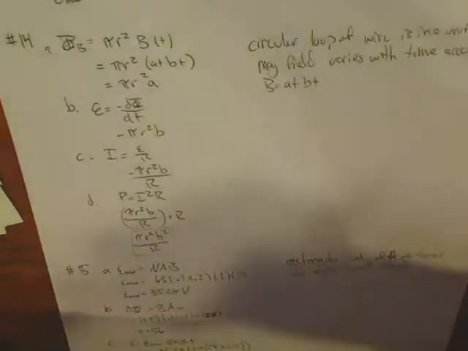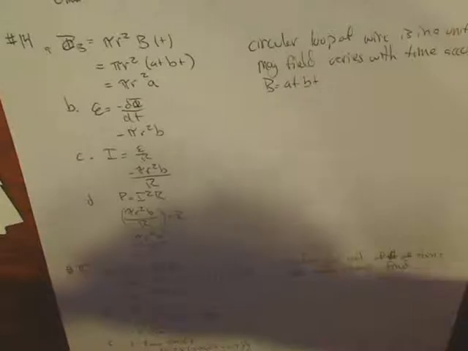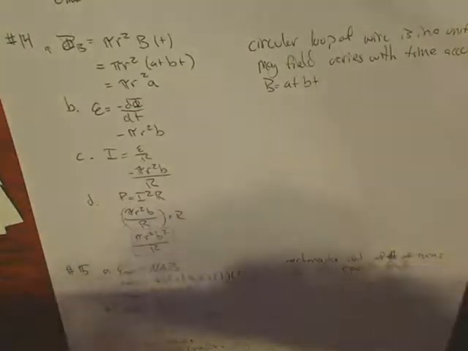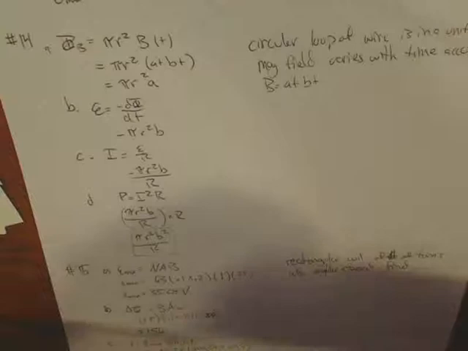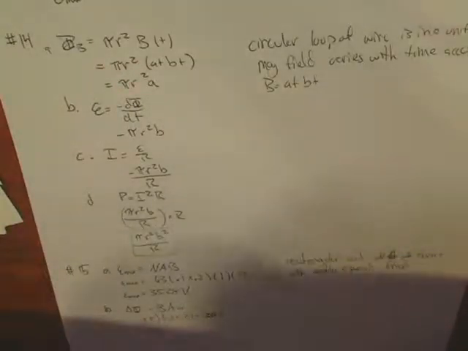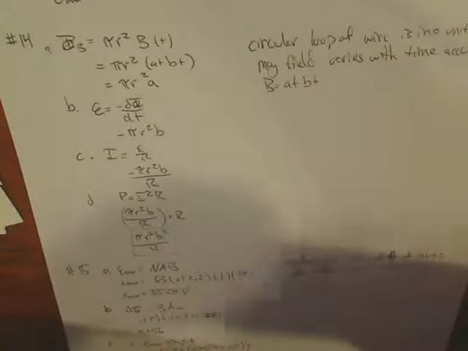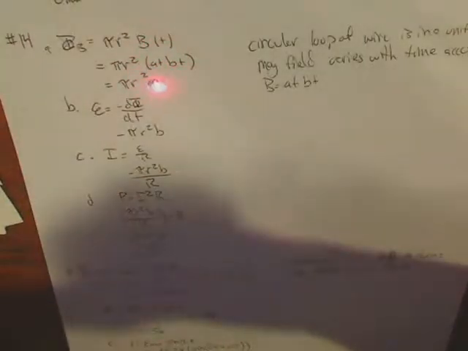So the next one was number 14, which gave you a circular loop of wire within a uniform magnetic field. The magnetic field varies with time according to the equation B equals A plus Bt. It then asks for 4 different variables, the equations of each. So the flux generated within this is going to be the area times the field, which is just going to be pi r squared times B, pi r squared times (A plus Bt).